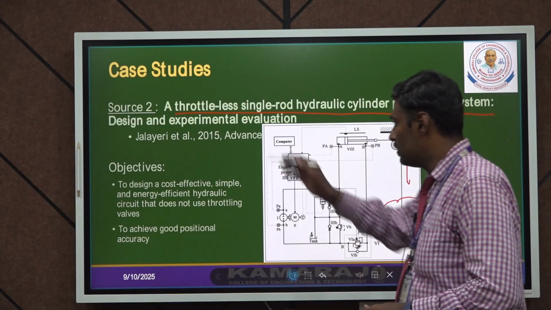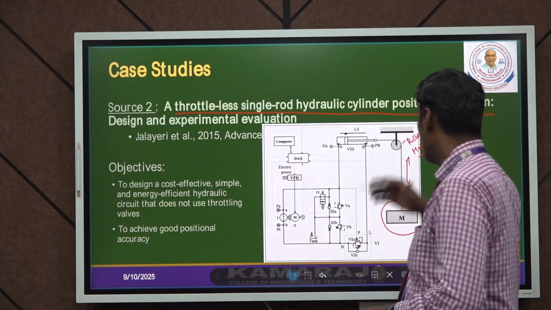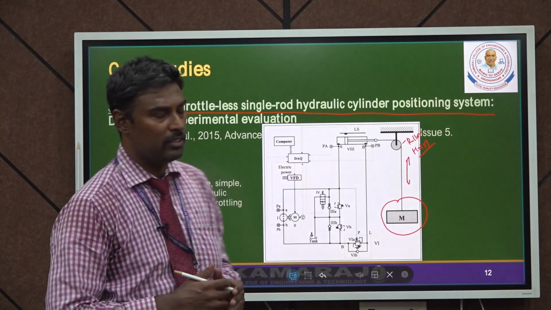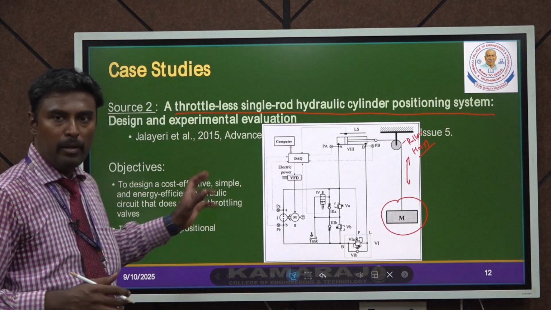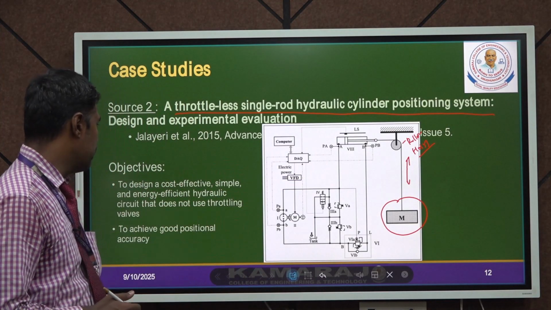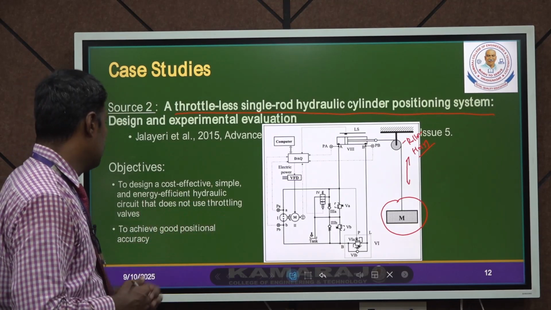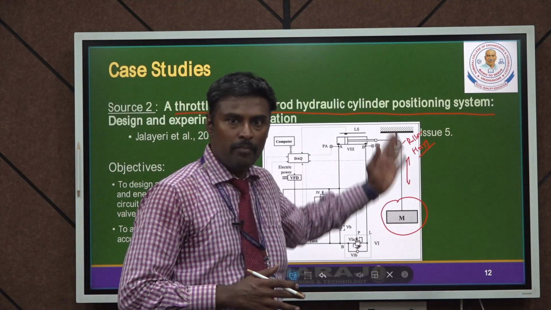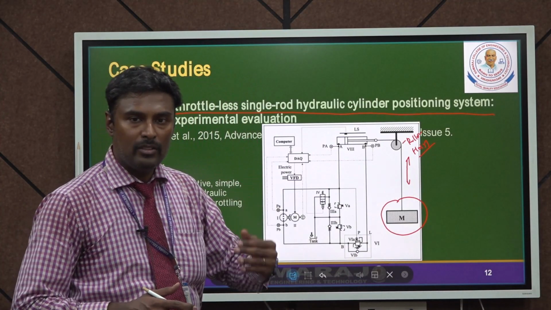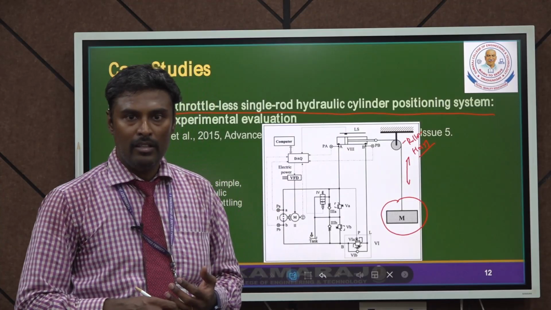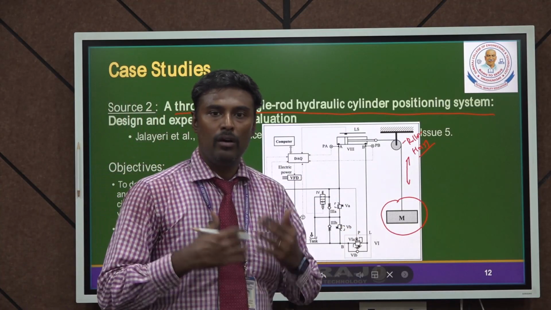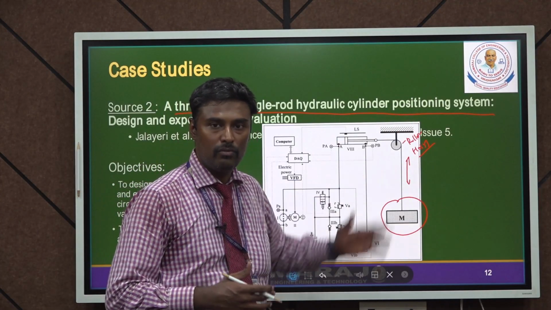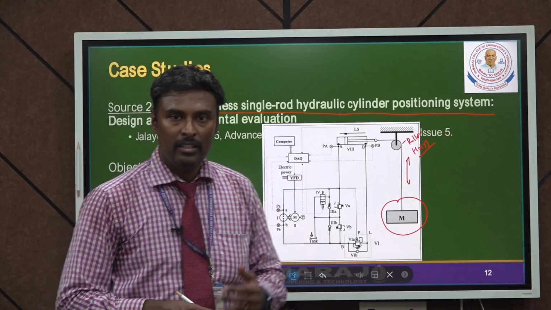What is the objective of this throttleless single acting rod cylinder positioning system, based on this proposed circuit? The purpose is to design a low cost, effective and simple hydraulic circuit that does not use a throttling valve for smoother operations. For speed control, we definitely need a throttling valve, so actuating any loading system in a very smooth operation without a throttling valve is quite a challenging task.